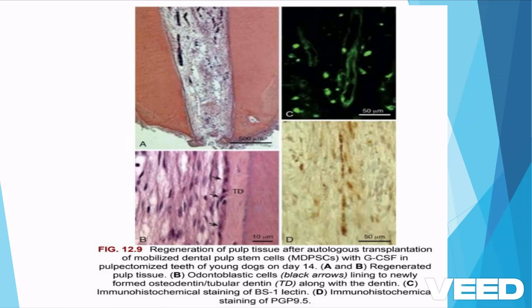So this shows regeneration of pulp tissue after autologous transplantation of mobilized dental pulp stem cells with G-CSF in pulpectomized teeth of young dogs at day 14. A and B show regenerated pulp tissue. B shows the odontoblastic cells lining the newly formed osteodentin or tubular dentin along with the dentin. C is the immunohistochemical staining of BS1 lectin. D is the immunohistochemical staining of PGP9.5.